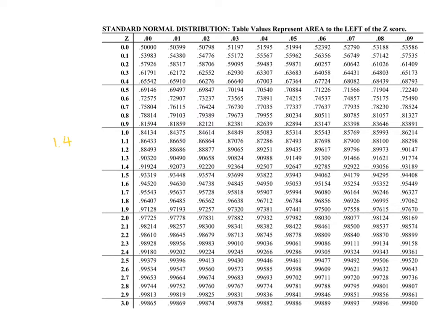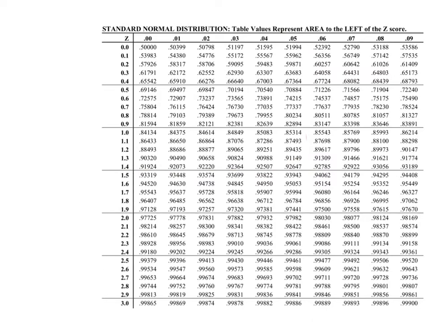1.45 is what we're looking for. Sorry about the yellow, it's got a red. There's 1.4, and 05's over there, so we're going to come down and across till we get the one we want, 0.92647. 0.92464.